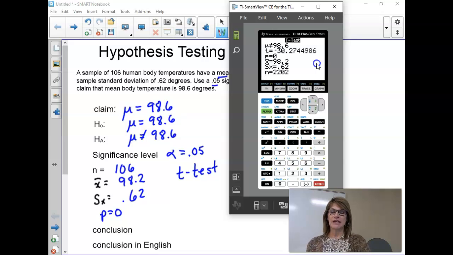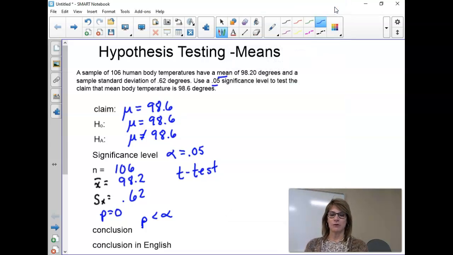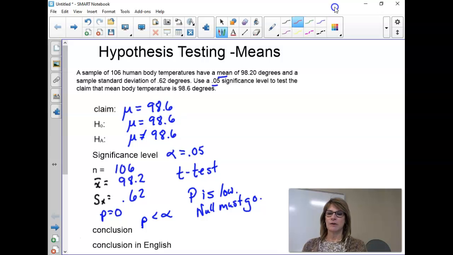And then compare P to alpha. Alpha is 0.05, so P is less than alpha. If P is low, the null must go. P is low, null must go. So come up and mark out your null. Okay, so we're not keeping the null.